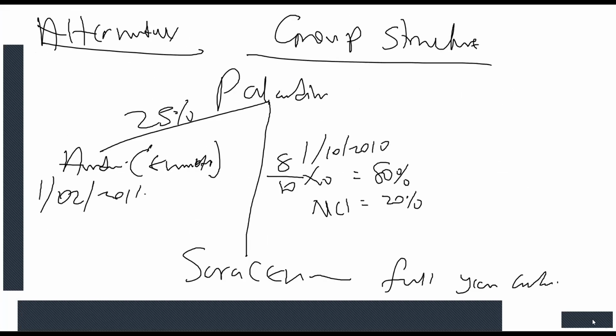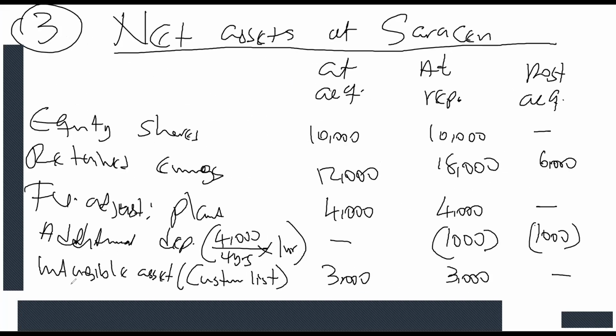So you have to calculate amortization. So right here, amortization. Open the brackets: the customer list of 3,000 over 6 years, times 1 year.